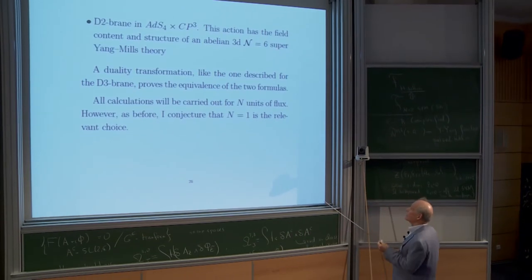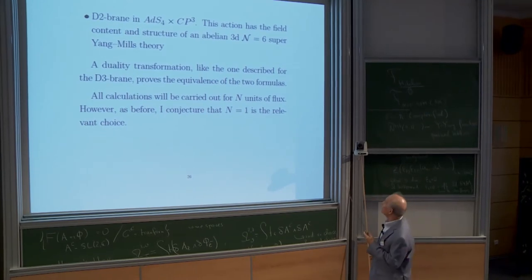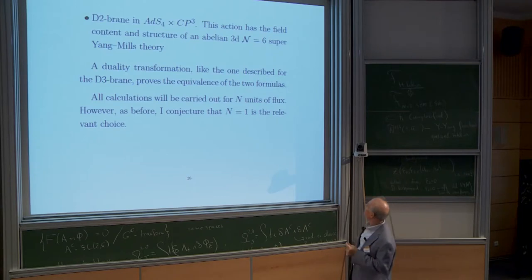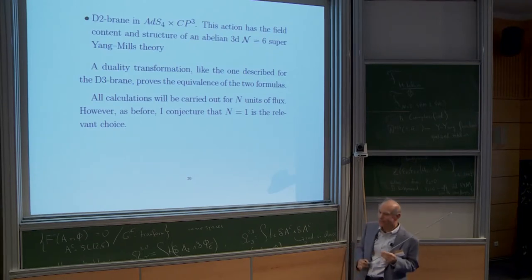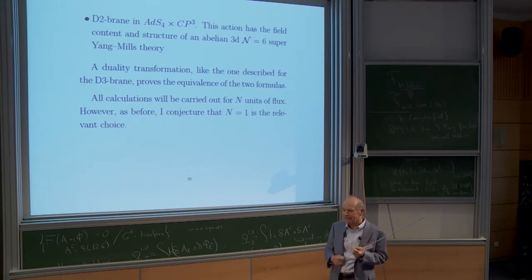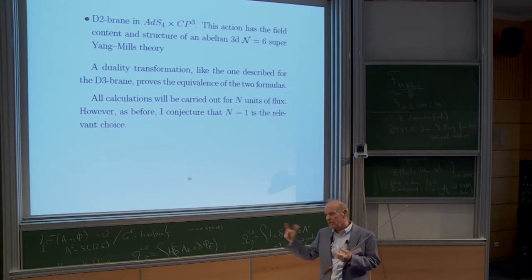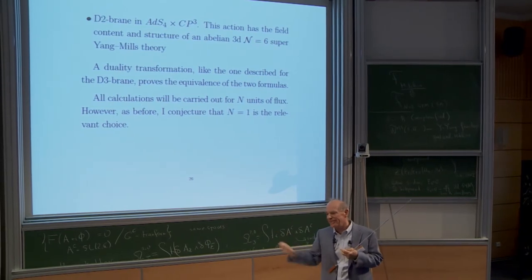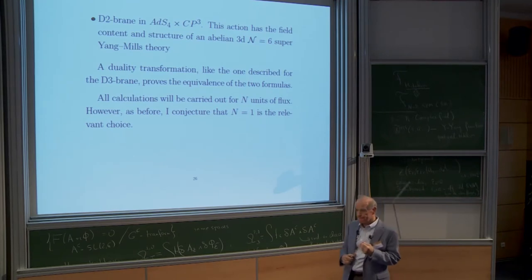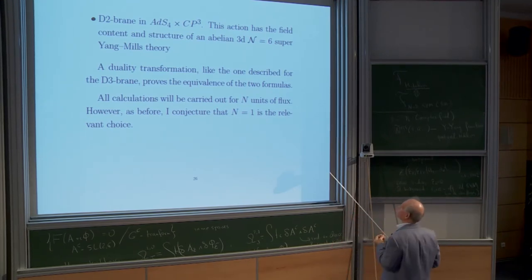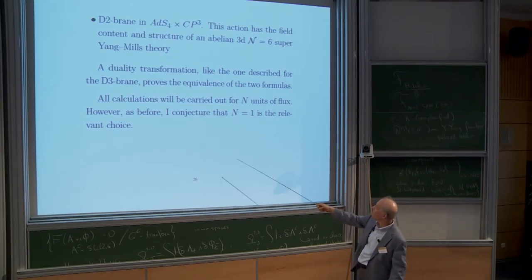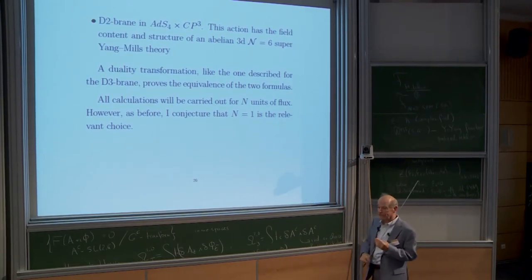The D2 brane scenario starts from AdS4 times CP3. And this action, it turns out, has the field content and structure of an abelian three-dimensional N=6 super Yang-Mills theory. So the one theory has 8 scalar fields. The other theory has 7 scalar fields and a U(1) gauge field. But the U(1) gauge field is related by duality to a scalar field in 3 dimensions. So they're going to turn out to be equivalent. All the calculations I'll show you are carried out for n units of flux. But as before, I conjecture that n equal 1 is the relevant choice.